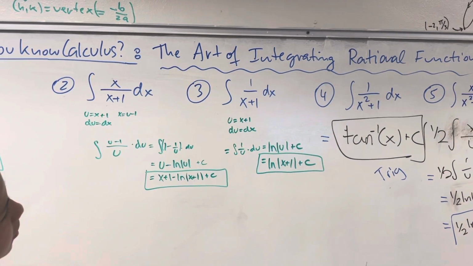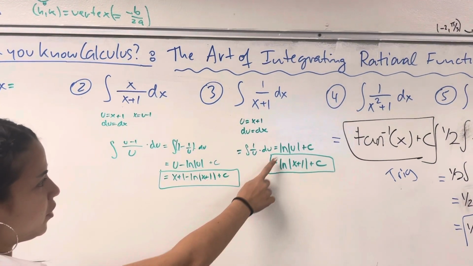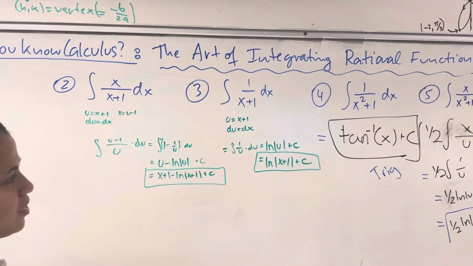As for this next question, you have U substitution again, so u equals x plus 1, which would be 1 over u, which is ln of u, and then you just plug back in u.